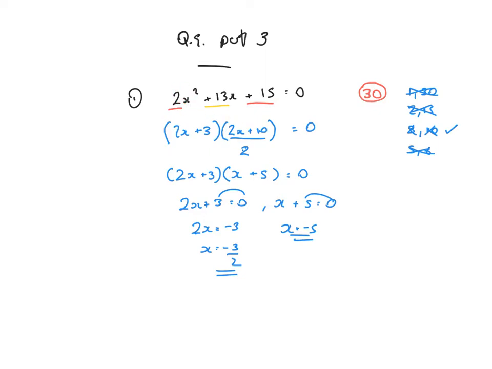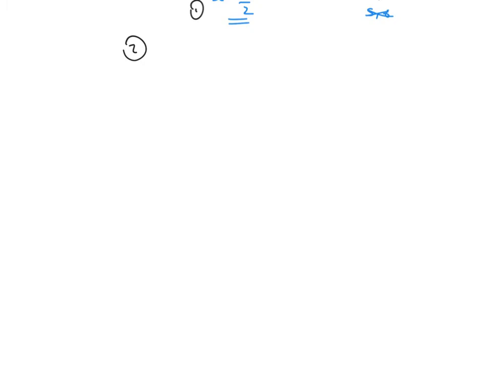Then you see if you can factorise it any further. From 2 and 3 I can't take any factors, so I'll leave that bracket the way it is. But from 2 and 10 I can take 2, so I divide by 2. 2 into 2x goes x, 2 into 10 goes 5, and then you take it from there. Let's try example 2.